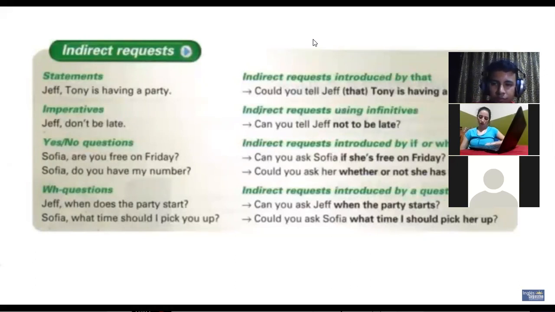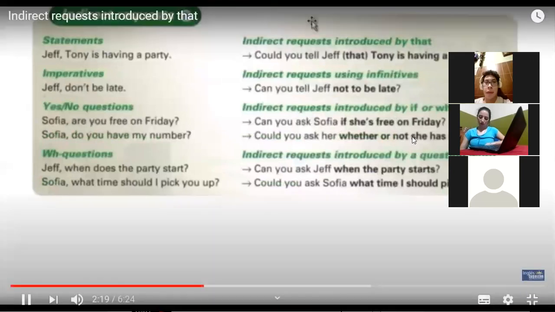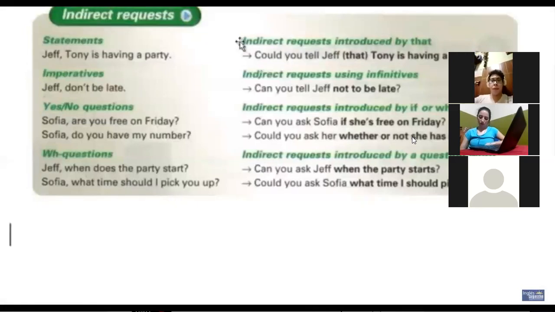So what we want to do is leave quite a few messages for Jeff, and then practice changing those statements into indirect requests. In this case, we're going to practice changing those statements to indirect requests introduced by could you tell. So the first one that we can see there is, okay, Jeff, Tony is having a party. That's the message. So how would I give the message to the receptionist or to his assistant? Could you tell Jeff that Tony is having a party?